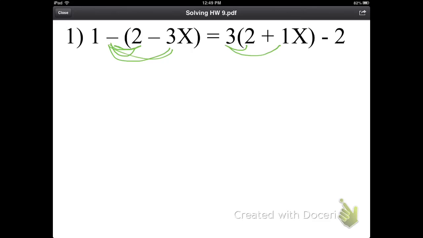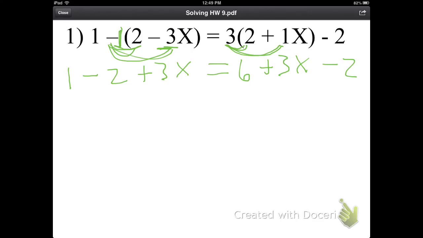Left side, negative times 2 is negative 2, and negative times negative 3x is positive 3x. There's an invisible 1 out here, so if you want to think of it as negative 1 times 2 and negative 1 times negative 3x, that's another way to think about it. On the right side, we have 3 times 2, which is 6, and 3 times 1x is 3x, and then on the end, we still have the subtract 2. So don't forget about the stuff outside the parentheses. It's still there.